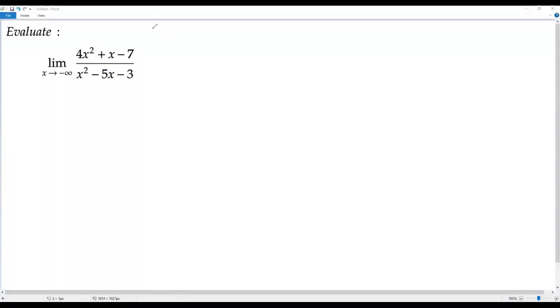Here we have an AP Calculus problem. We have to evaluate the given limit: the limit as x approaches negative infinity of (4x² + x − 7) over (x²(5x − 3)). Here the limit for x is negative infinity.